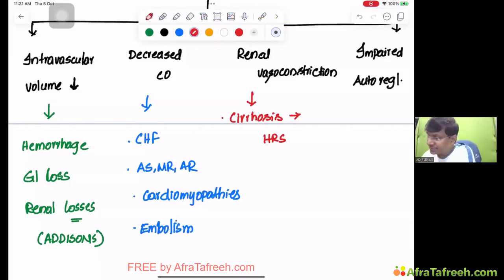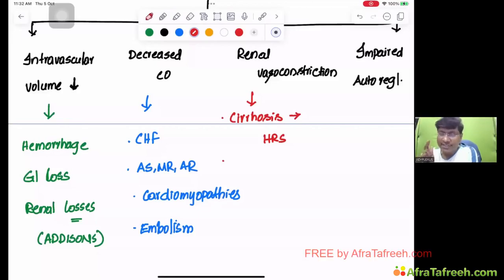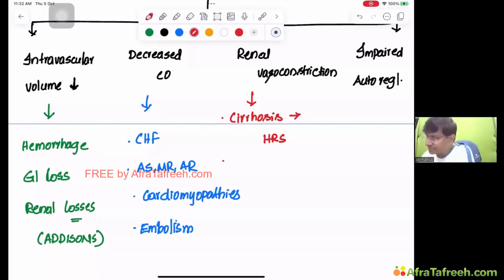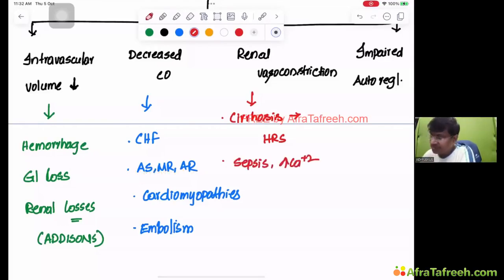The other conditions where you can have, I hope everyone has understood this. So decreased renal perfusion to the kidney in cirrhosis is mainly because of your third space loss. Second one is renal vasoconstriction as a part of your hepatorenal syndrome. Then renal vasoconstriction can also be seen in sepsis. And renal vasoconstriction can also be seen in hypercalcemia. These are the conditions where there will be renal vasoconstriction.